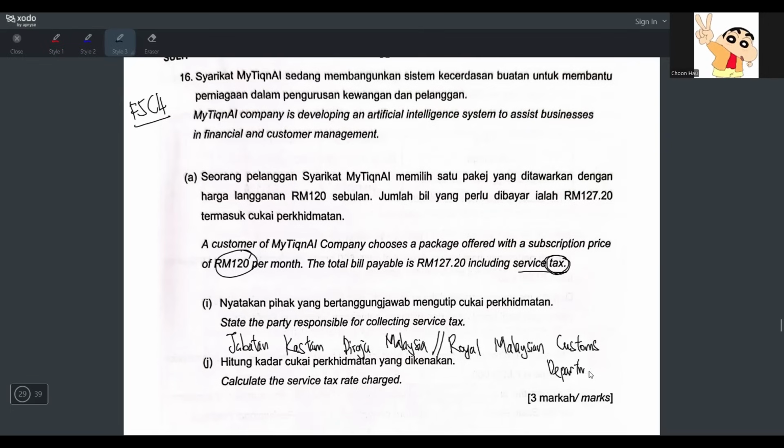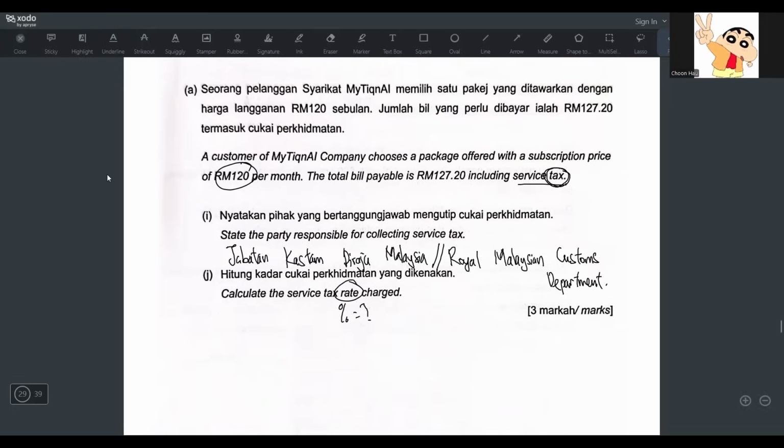Okay. So service tax, pihak yang bertanggungjawab, the authority is JKDM in Malay or RMCD in English. So make sure you know that. Okay, number two, calculate the service tax rate charged. So service tax rate is always in percent and they are asking you to find the percentage. All right. How do you find percentage change?